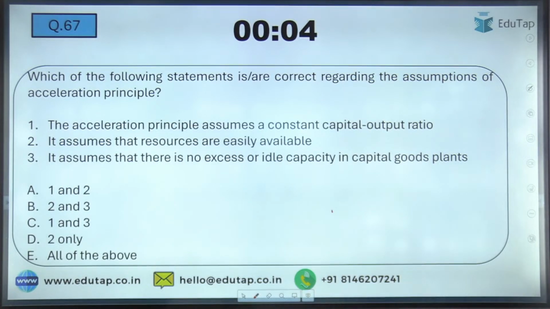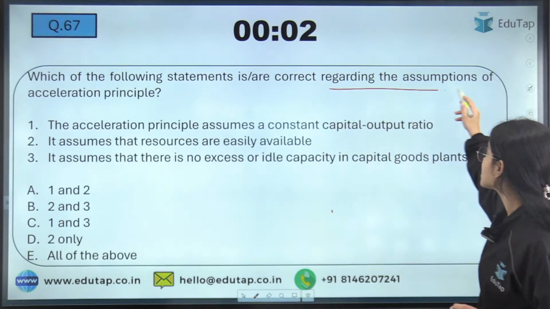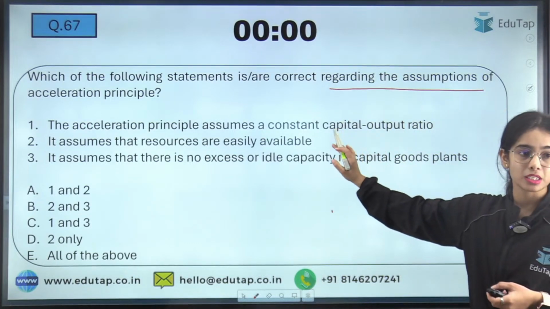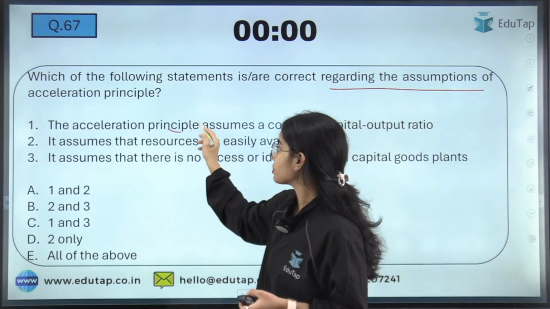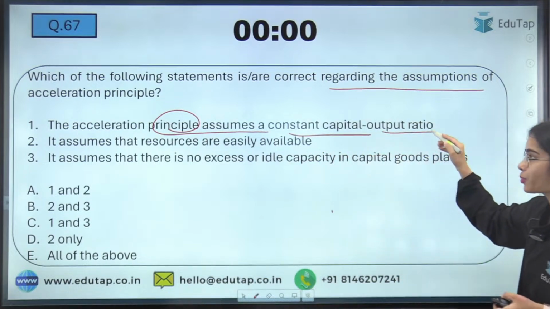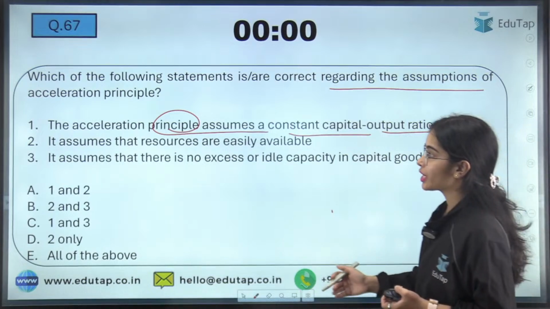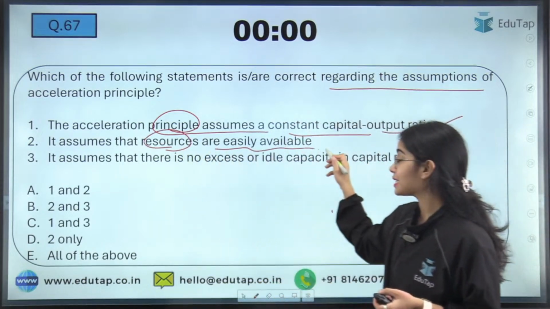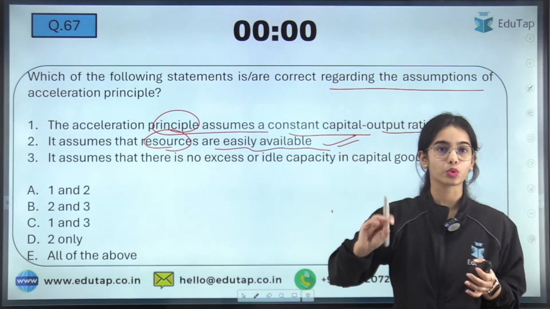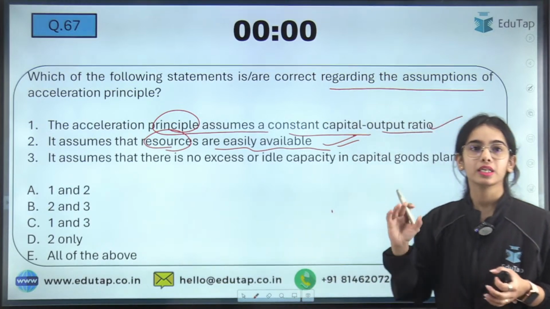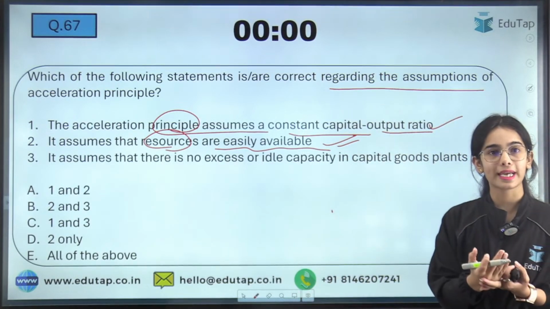Which of the following statements is or are correct regarding the assumptions of the acceleration principle? So here the acceleration principle assumes a constant capital output ratio. That is correct. In the accelerator principle, there is a constant capital output ratio. It assumes that resources are easily available. So that is also correct. The resources are easily available as per the assumptions under the accelerator principle.